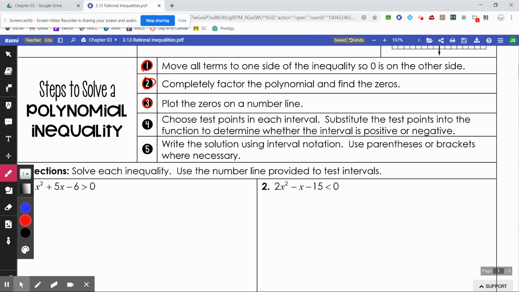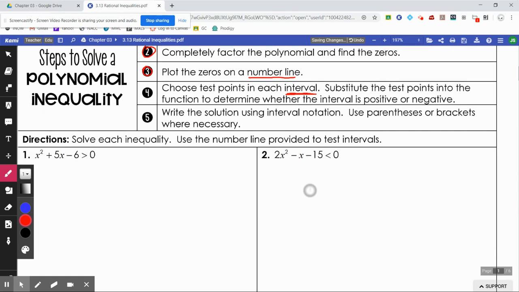When you plot these zeros on a number line, it's going to divide your number line into regions. We're going to choose test points in each region, in each interval. We're going to substitute those test points in the function to determine if it's positive or negative. And we're going to write our solution using interval notation.